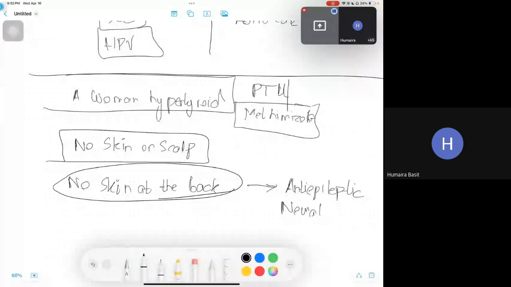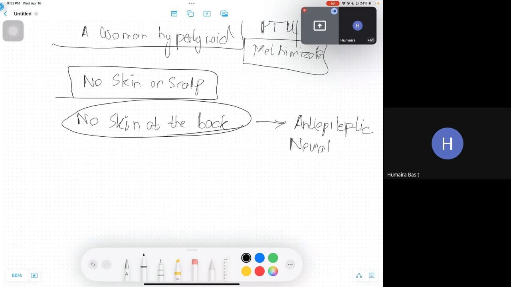But if there is no skin on the scalp, it means aplasia cutis and it will be due to methimazole. And if the question says that the problem is with the eye and there is no skin around one eye.